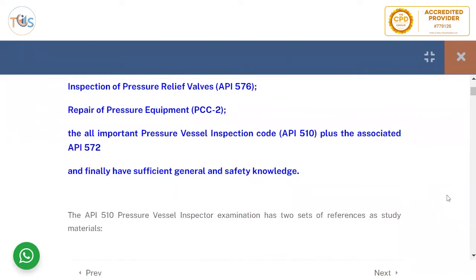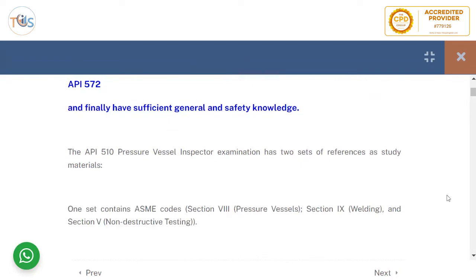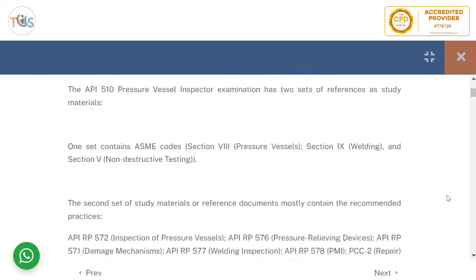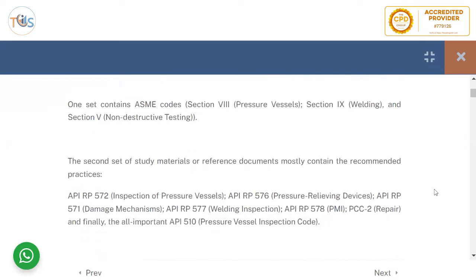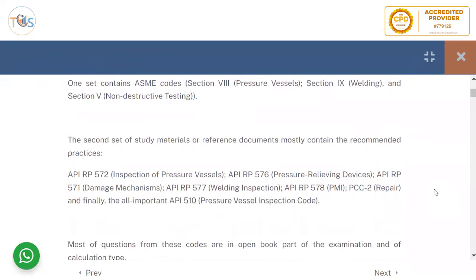In the API Pressure Vessel Inspector Examination, you have two sets of reference documents as study material. One set are ASME, which are Section 8, Pressure Vessel Construction Code, Section 9, Welding, and Section 5, Non-Destructive Testing. And the second set would be the API documents, such as 572, Pressure Vessel Inspection Practice, 576, PRD, 571, Damage Mechanism, 577, Welding Inspection, 578, PMI, PCC2, Repair, and finally the all-important 510, Pressure Vessel Inspection Code.